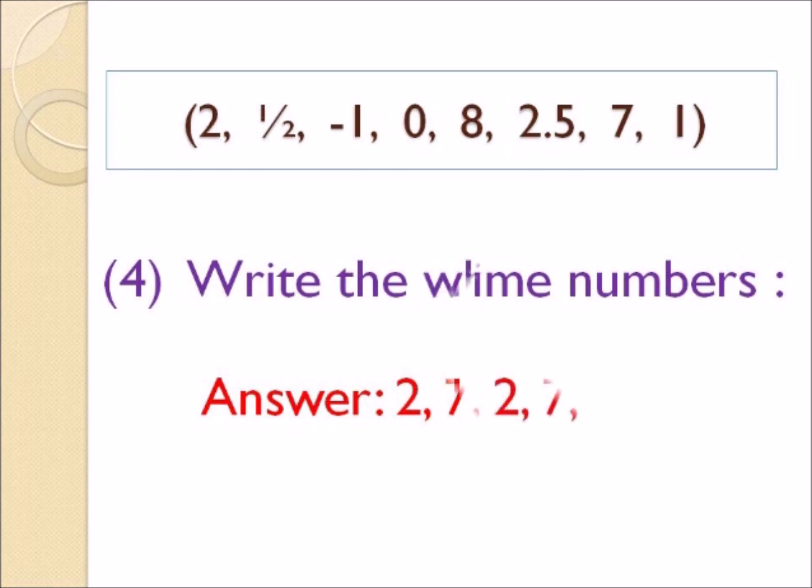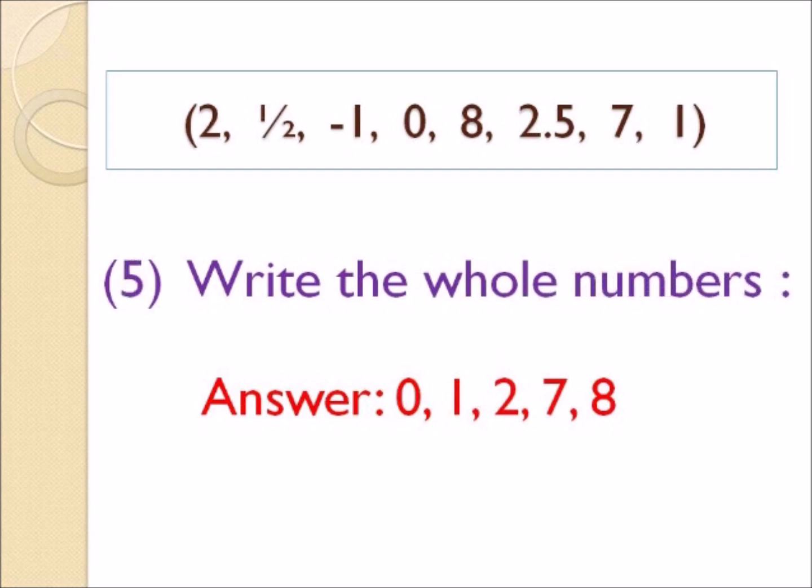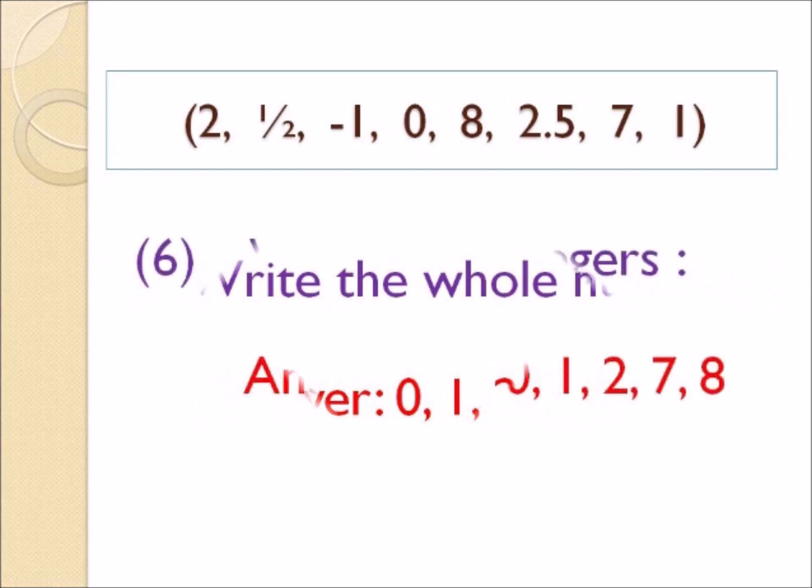Okay, write the whole numbers. Now remember, whole numbers have 0, and then they have the counting numbers. So you have to put 0, 1, 2, 7, 8. These 5 numbers, none missing, to get that correct. Got it? Good. 6, integers.